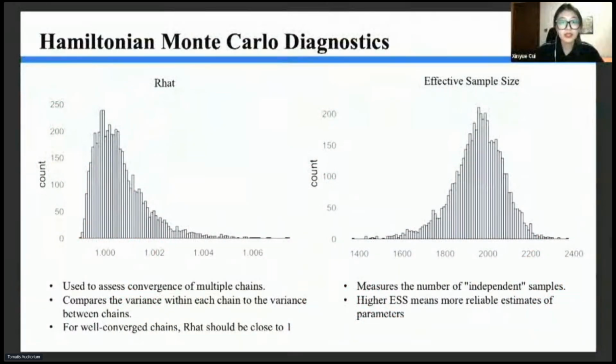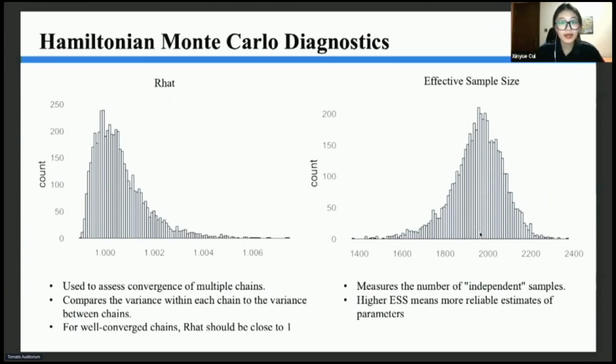Okay, so this slide shows two key Hamiltonian Monte Carlo diagnostics. The left plot is the R-hat statistic indicating chain convergence, and we see all values are below 1.008, which is near 1, and it shows good convergence. On the right plot is the effective sample size, ESS, indicating sample quality. A peak is around 2,000. That suggests reliable parameter estimates.